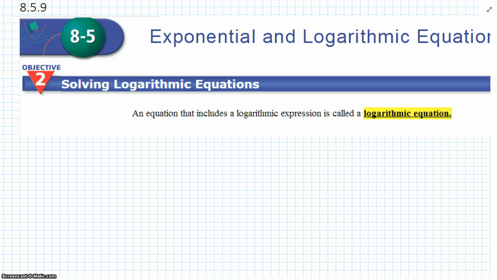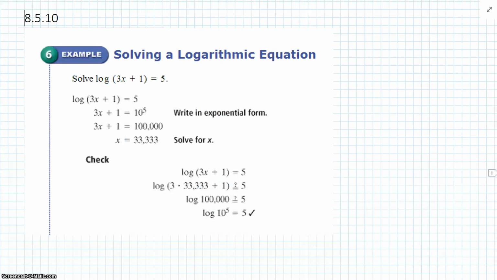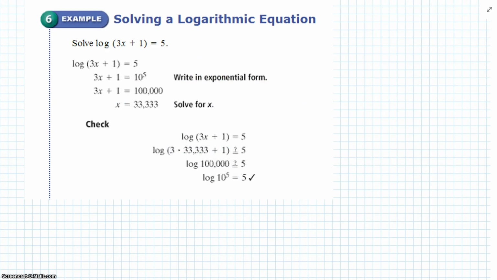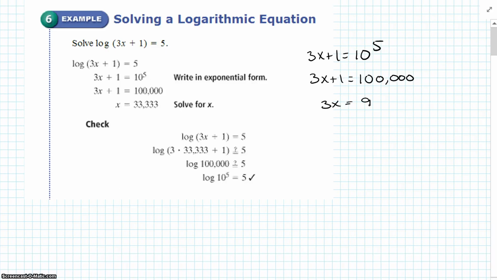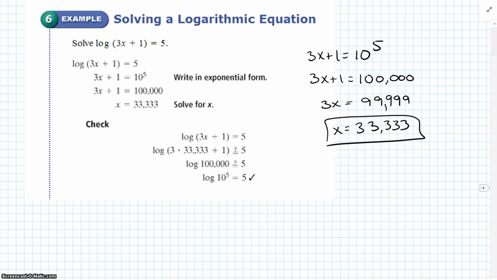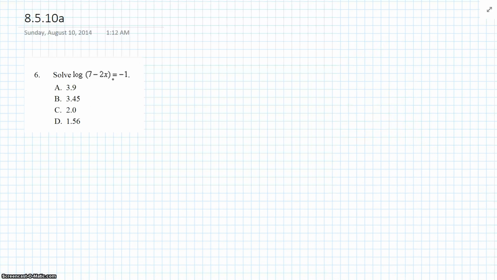Solving logarithmic equations. An equation that includes a logarithmic expression is called a logarithmic equation. Okay. So solve log of 3x plus 1 equals 5. Well, step one, we can rewrite it in exponential form. Remember our base is 10, so we could rewrite it as 3x plus 1 equals 10 to the fifth power. So 3x plus 1 would equal 100,000, I should say. So 3x is equal to 99,999. So x is equal to 33,333.